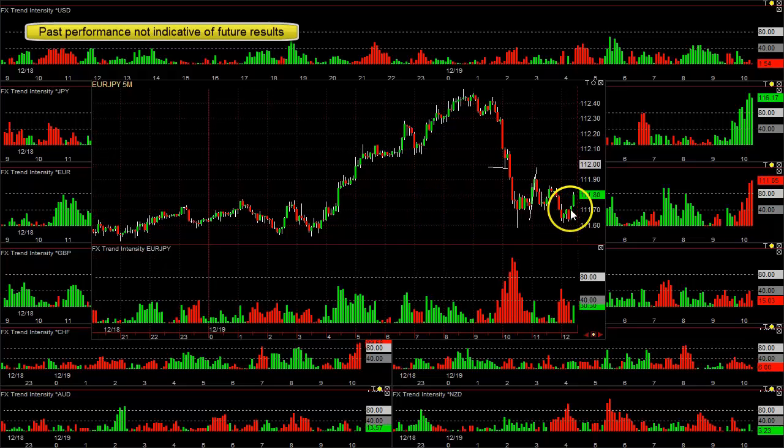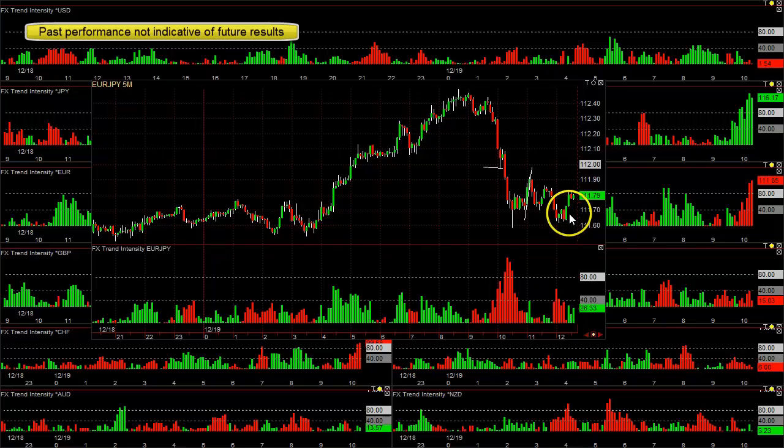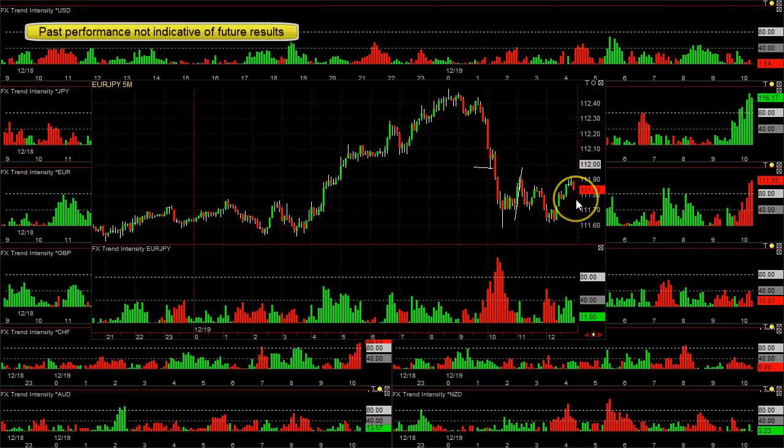Alright, I typically get out of half and let my trailing stop out the second half. Notice this bar here slowing down. It goes below that low. Because of the previous weakness, you can go short again. It never did, so you're not in it yet.